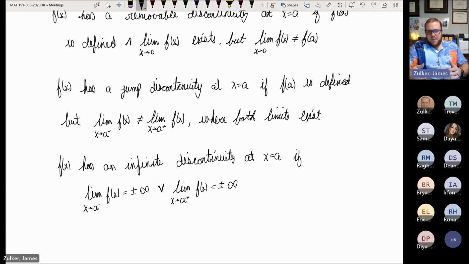So these are the three special types of discontinuities. We have the removable, the jump, and the infinite.